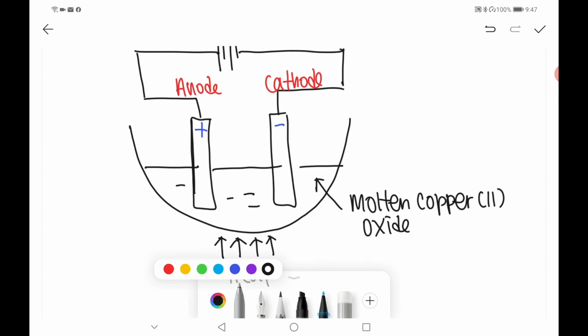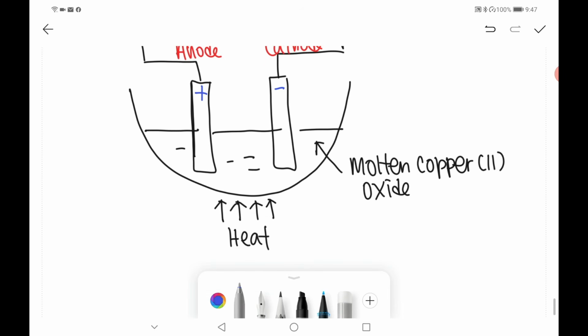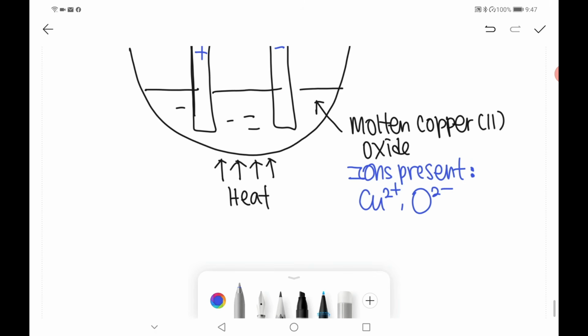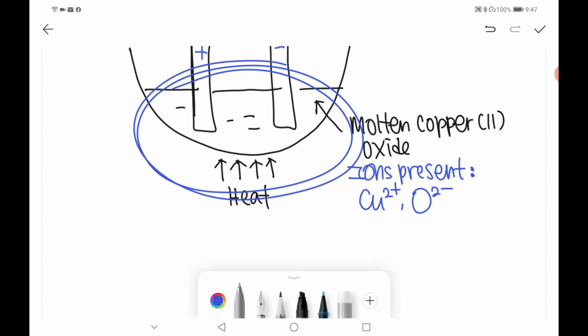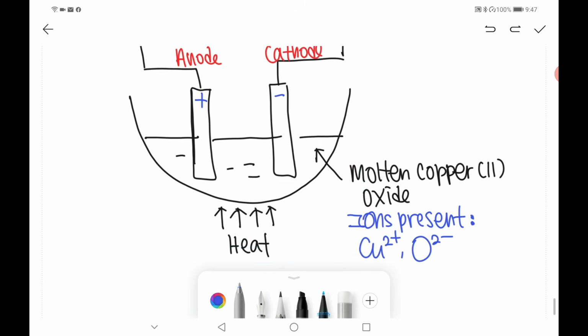So after that, we need to know what ion is present in the electrolyte. So in the electrolyte, what we have? We have copper 2, which is Cu2+. We have oxide, which is O2-. So inside the liquid here, we have Cu2+ and O2-.